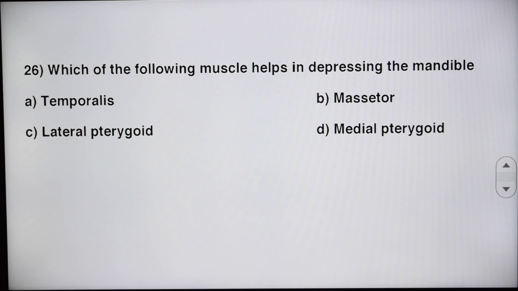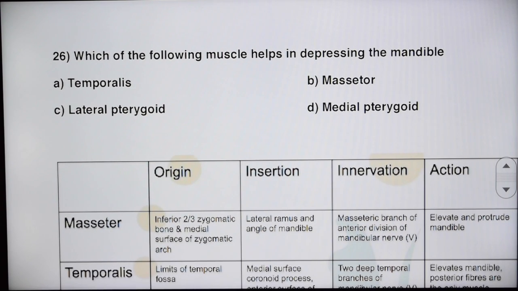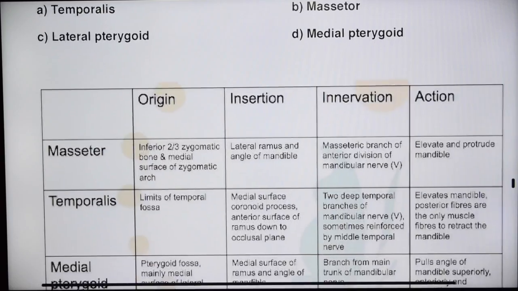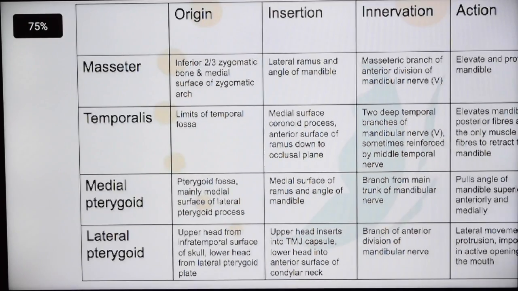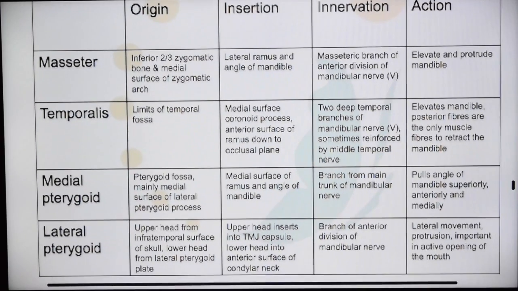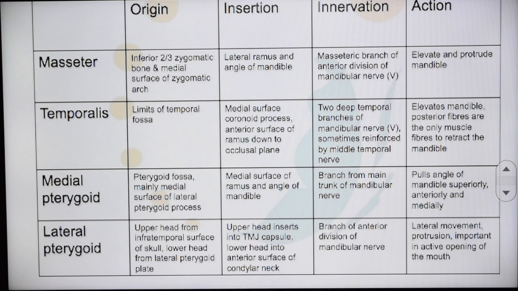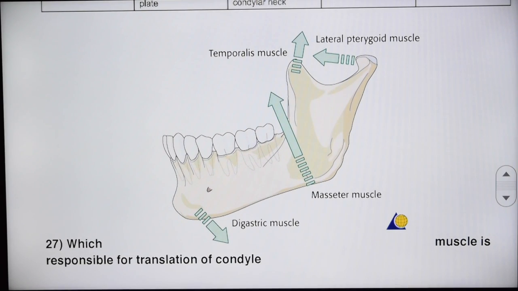And coming to the next question, which of the following muscles helps in depressing the mandible, right? Lateral pterygoid helps in opening of mouth or depressing the mandible. We have a table here where the action of each muscle, origin, insertion and also innervation is mentioned. You can pause the video and note down these important points. So we have masseter, temporalis, medial pterygoid and lateral pterygoid, with their origin, insertion, innervation and action. This is a diagram representing various movements of the mandible assisted by various masticatory muscles.